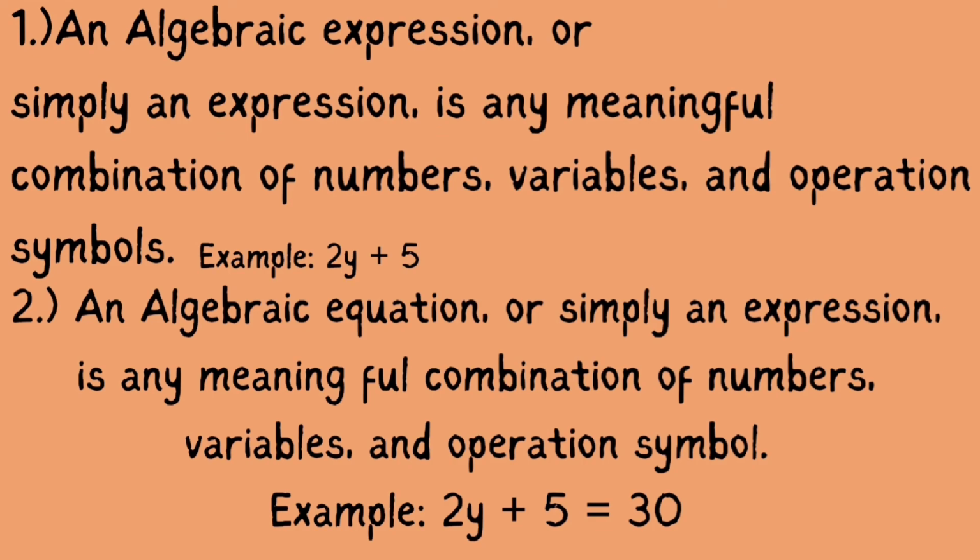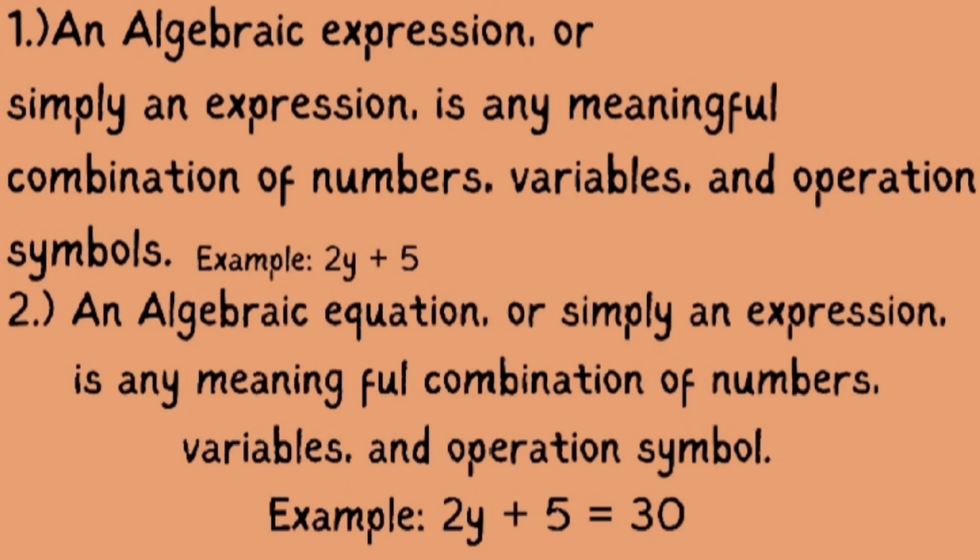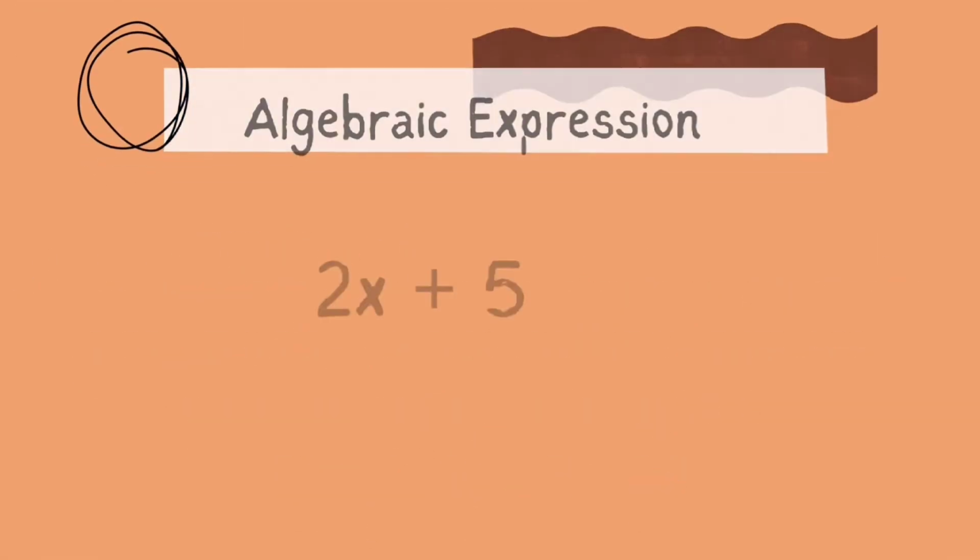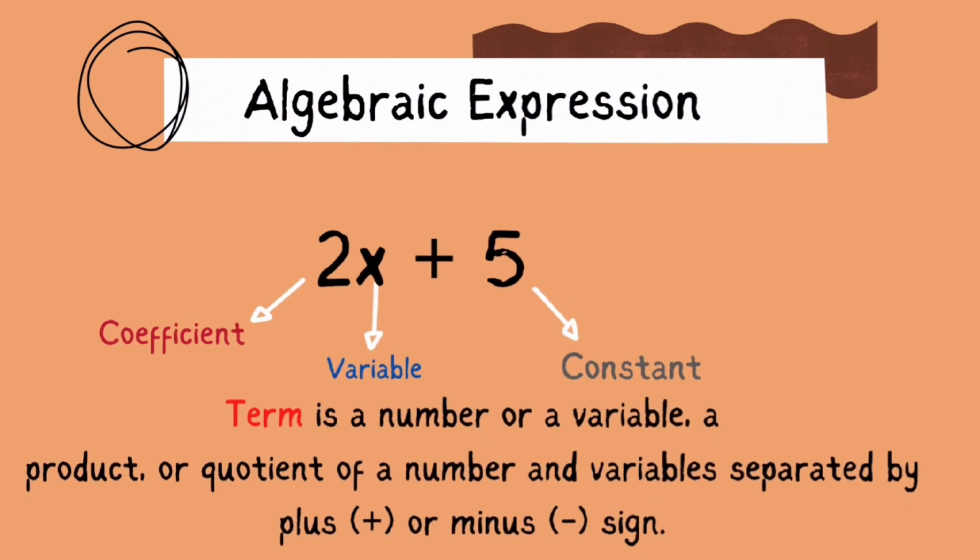An algebraic expression, or simply an expression, is a meaningful combination of numbers, variables, and operation symbols. Example, 2y plus 5. An algebraic equation, or simply an equation, is a meaningful combination of numbers, variables, and operation symbols. Example, 2y plus 5 equals 30. Just don't forget this part.